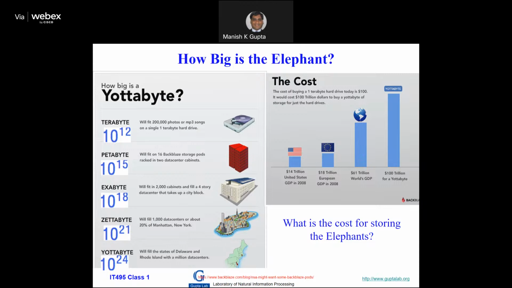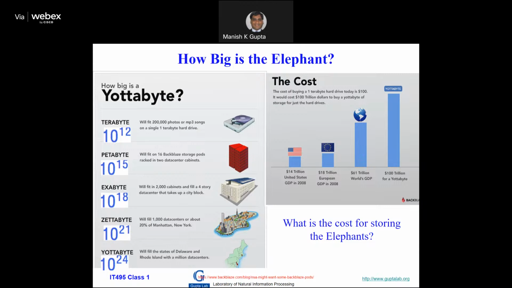US GDP was $14 trillion in 2008. European Union was $18 trillion. World GDP was $61 trillion. Storing 1 yottabyte at that point of time was a $100 trillion cost. So cost is also too much. Space is also too much. So we have to look for the solution.